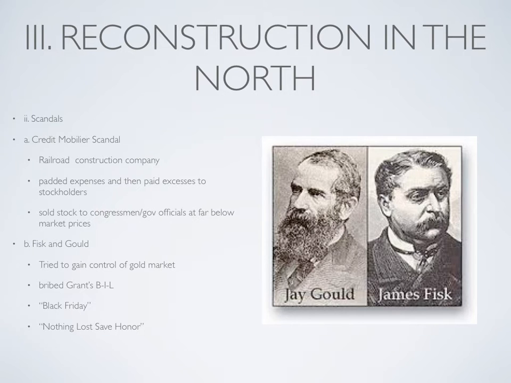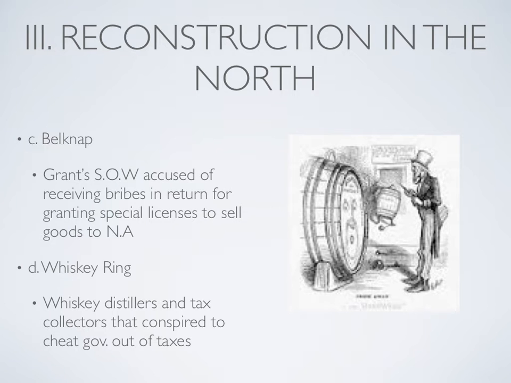Okay, moving on. Belknap was Grant's Secretary of War. He's accused of receiving bribes. He would receive bribes, and in return for those bribes, he would grant special licenses to the people paying him so that they could sell goods to Native Americans. You needed a special license in order to sell things to the Native American communities, and he would give those licenses to people in return for bribes. Belknap will actually resign from office because of these accusations.